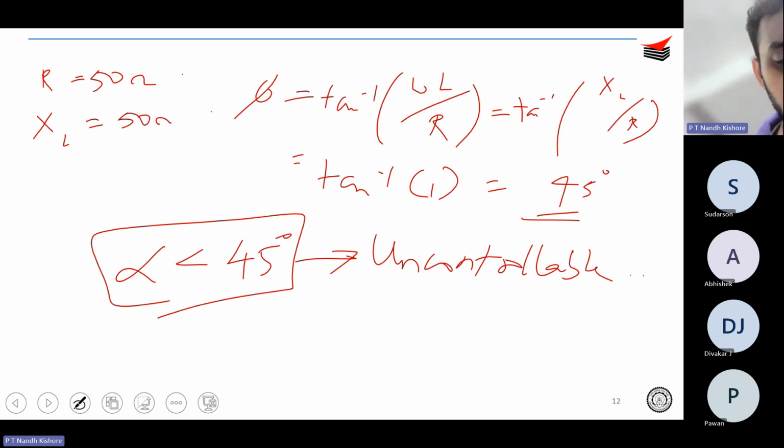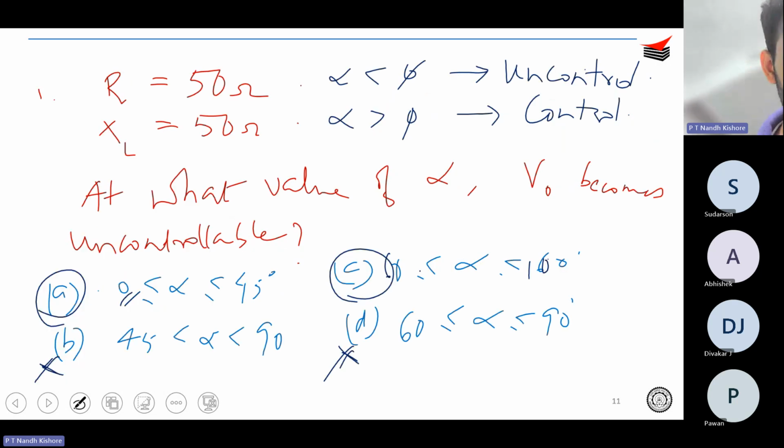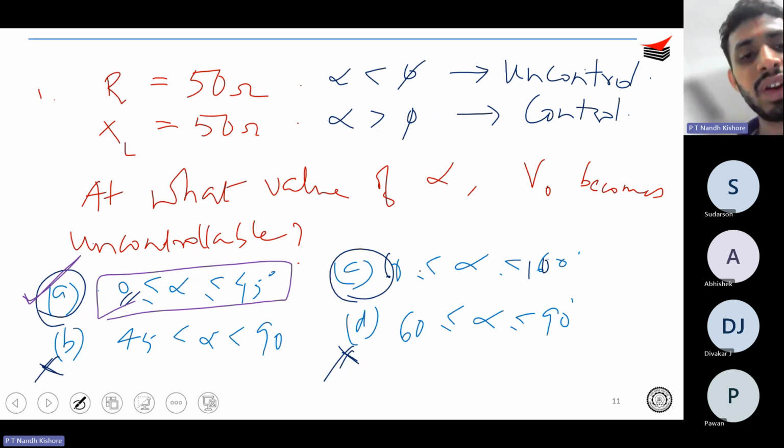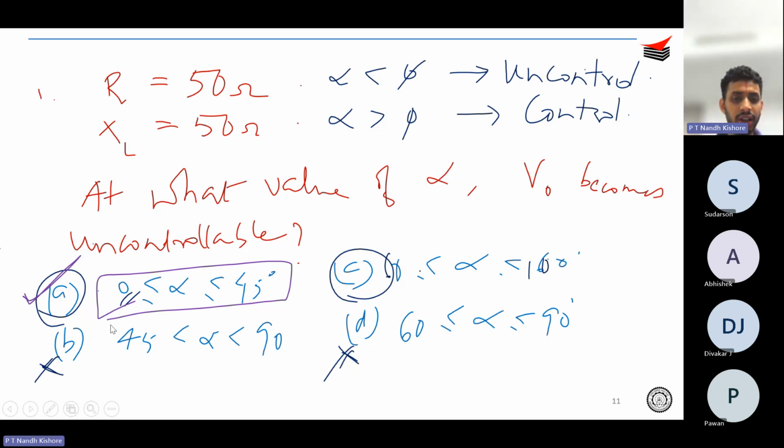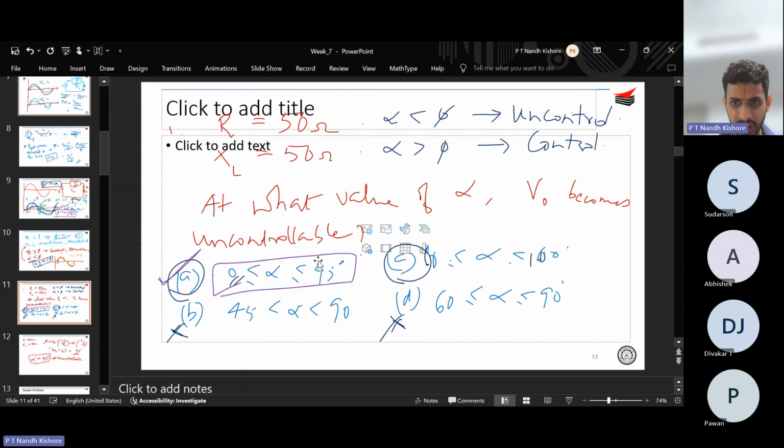Okay. Therefore, what's the correct answer? The answer is this. Okay. If your alpha is less than 45 degrees, your converter is going to be uncontrollable. Got it? So till this point, we are actually done with today's theoretical part. Do you guys have any doubts? If you have any doubts, please do go ahead and ask.